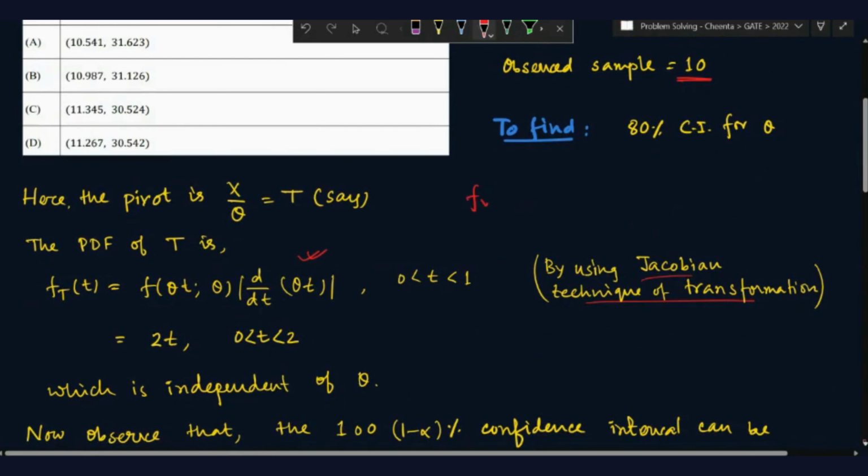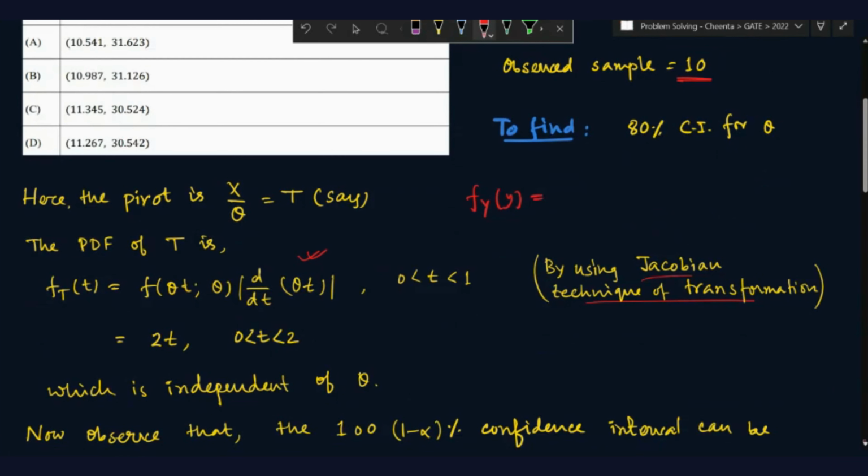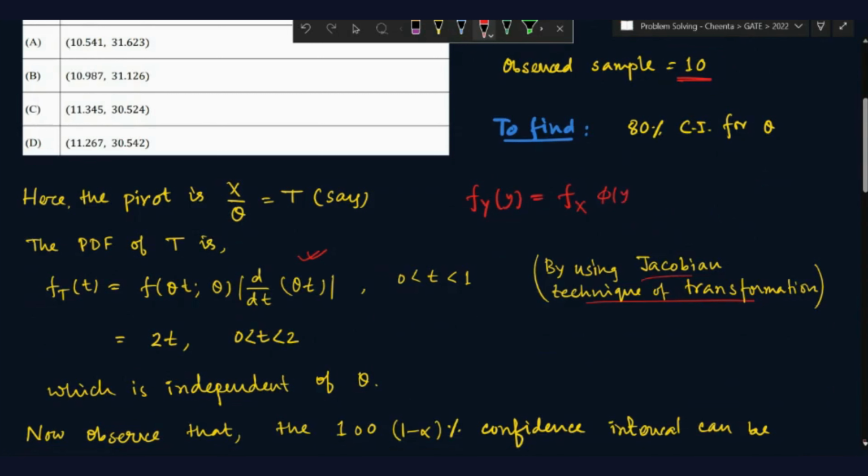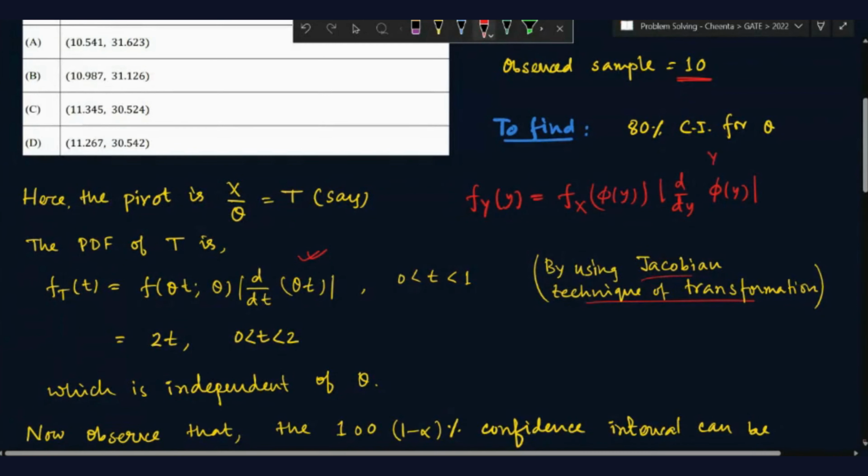We can obtain f as f of x, of psi of y, into d dy of psi of y. For that, in the transformation, let x be psi inverse of y. The transformation is y equal to psi of x, where psi is an invertible function, say. By using this formula, we get this.